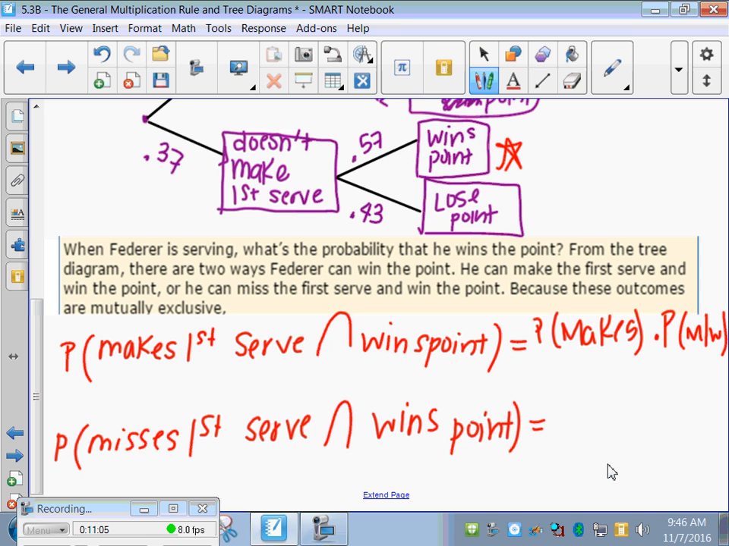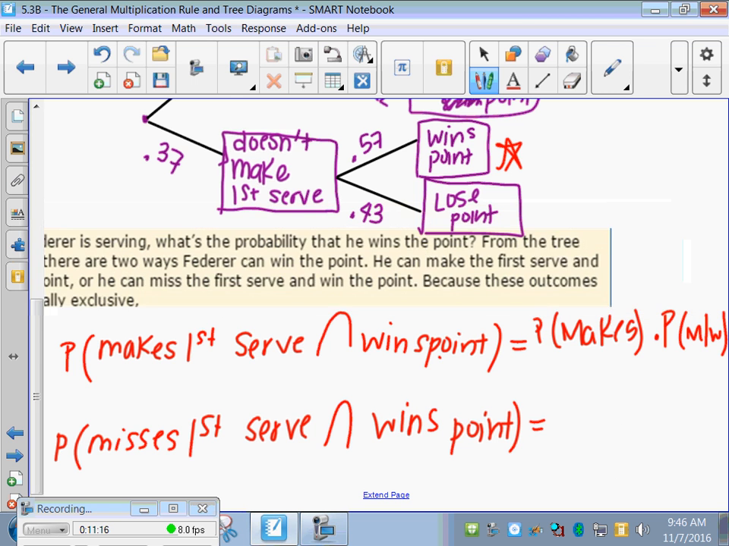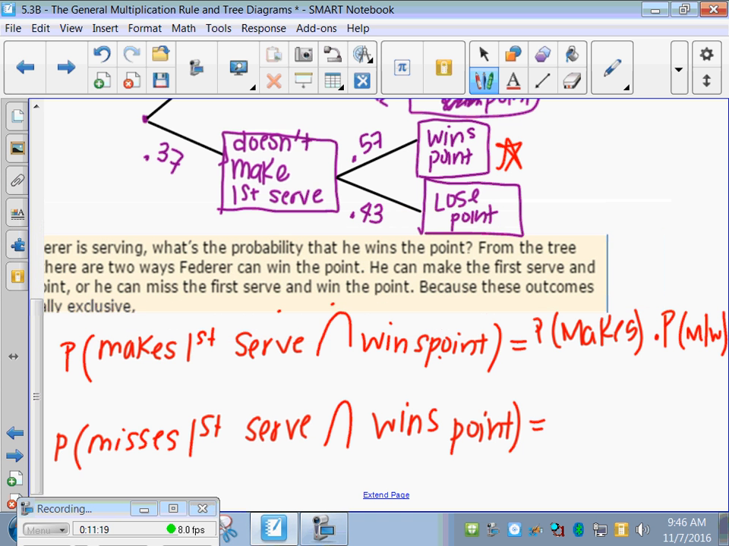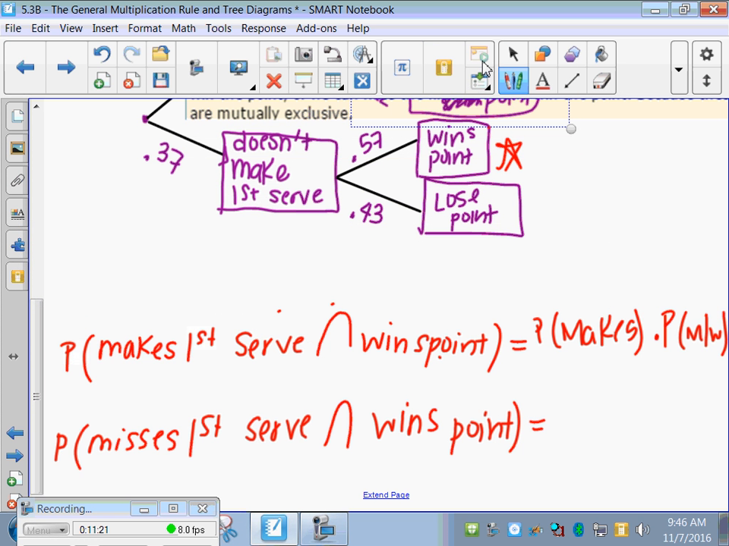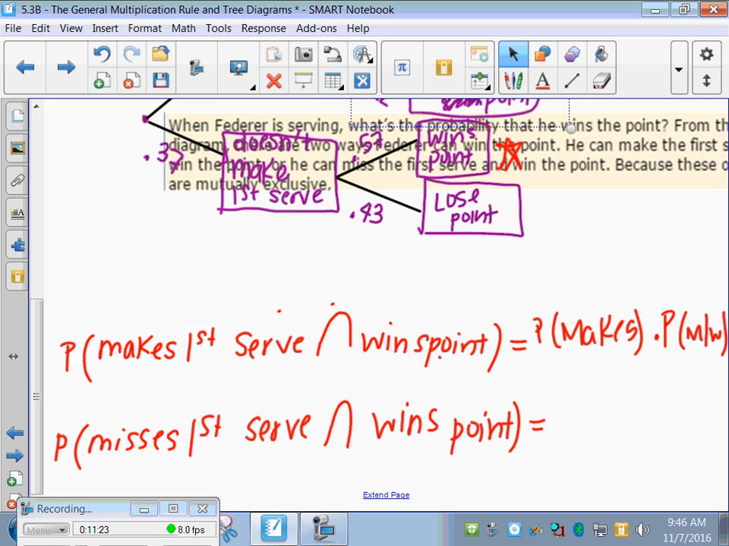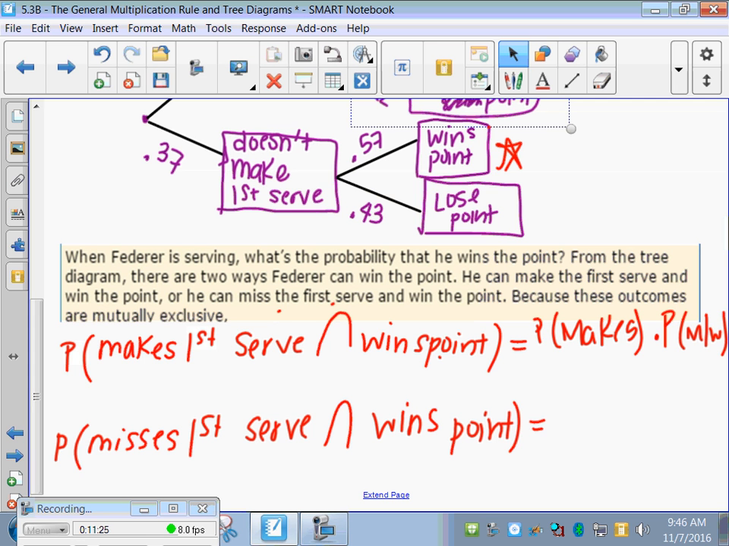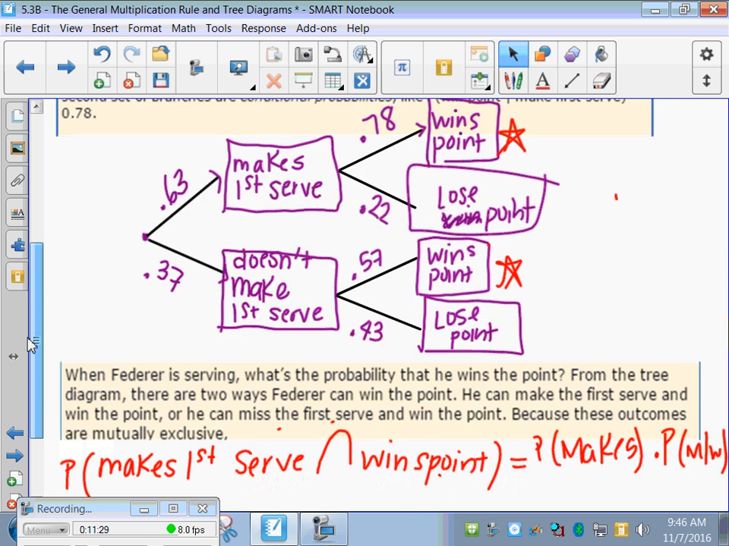So the probability that he makes the first serve, so we look back at our tree diagram, and this is much easier without thinking of the formulas, but you do need to think of the formulas to make sure you know what you're doing. My mouse is not liking up. Hold on. And we're back, maybe. Okay. There we go. All right.